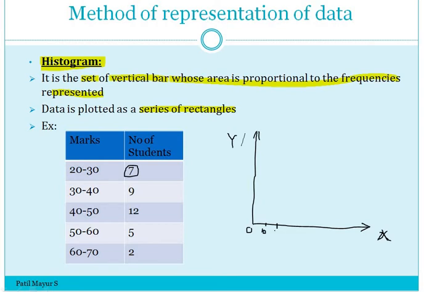Okay, then here, so please understand this 20, this 30, this 40, this one is 50, this one is 60, this one is 70. Okay, and here if you see the range 2 to 12 is there.